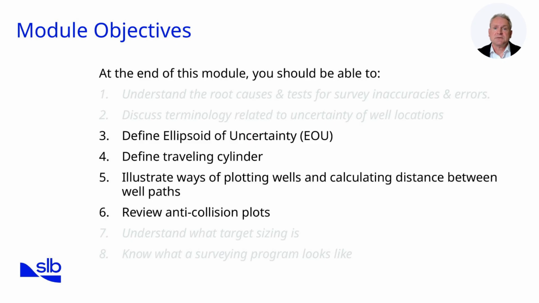The objectives of this module are structured to give you a comprehensive understanding of anti-collision practices and how survey accuracy underpins safe drilling. By the end of the session, you should be able to explain the causes of survey inaccuracies and outline methods for detecting and correcting them. You will gain familiarity with important terminology such as the ellipsoid of uncertainty, EOU, which represents the possible error envelope of a surveyed point, and the traveling cylinder, which provides a practical way to model clearances between wells.